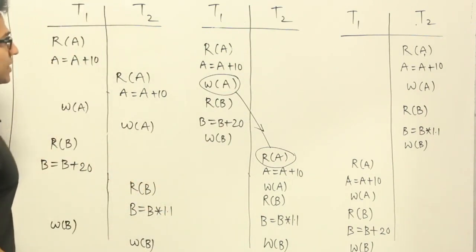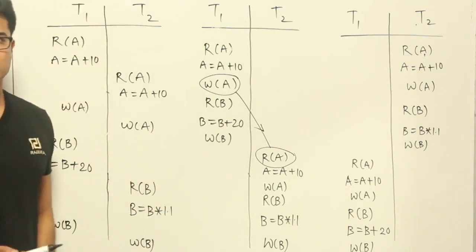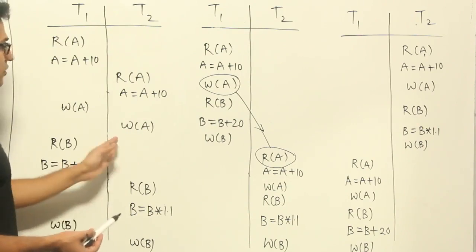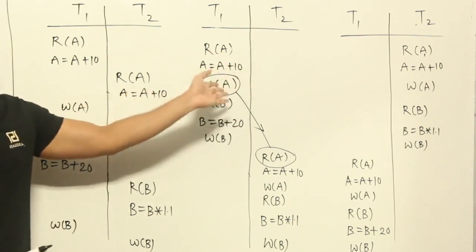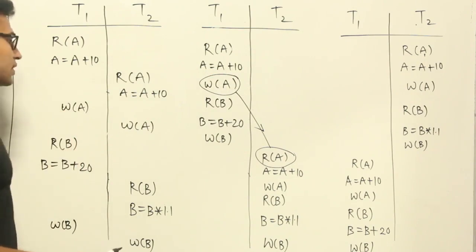So with 2 transactions, only 2 serial schedules are possible, and this non-serial schedule is not view equivalent to any of the serial schedules possible. So we can say that it is not view serializable.